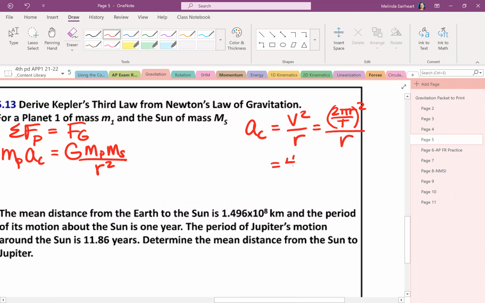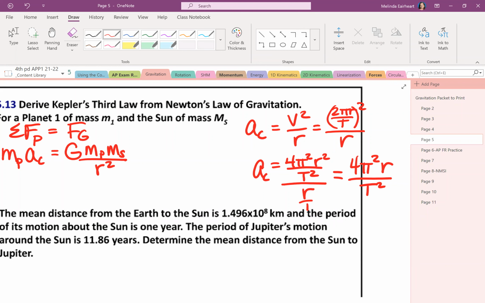And so if we write it as 4 pi squared r squared over T squared, all over r, what's going to happen here? Well, we've got r over 1, and then we multiply by the reciprocal, I'll have r squared over r, one set cancels. And so centripetal acceleration is 4 pi squared times r over period squared. And if you're like, shouldn't it be cubed? Wait for it.